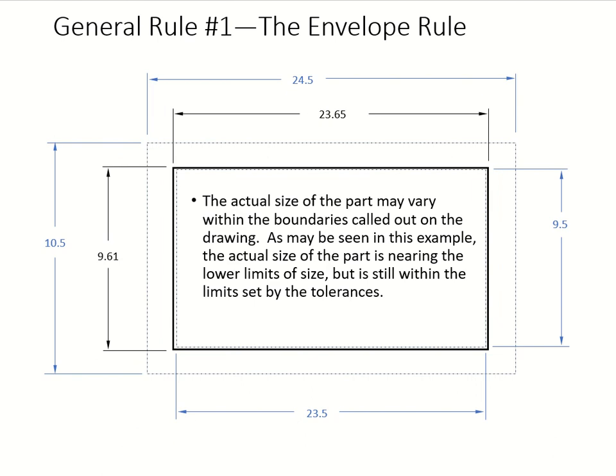So here we go. The actual size of the part can vary within the boundaries. We just zone it out. You see that very clearly, this dash, and here is your part. Now the part is very close to the lower limit, but it's still within the limit set by the tolerance, the acceptable values right in there.